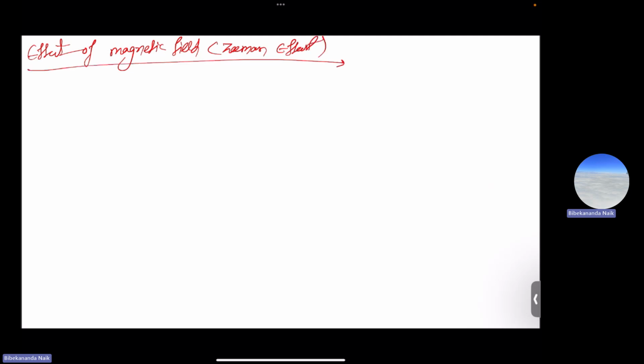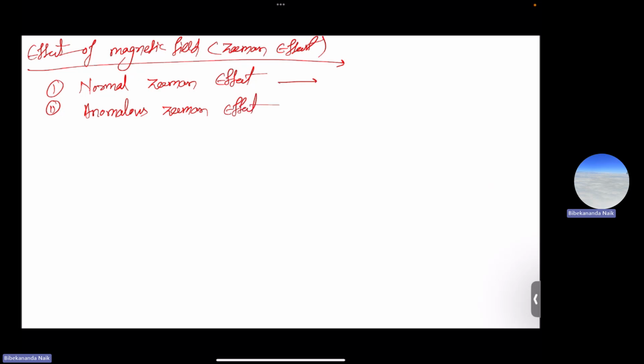There are basically two types of Zeeman effect. One is the normal Zeeman effect, another is the anomalous Zeeman effect. So the normal Zeeman effect, what happens? It occurs only between the singlet states, where spin is equal to 0, but in the anomalous effect spin is not equal to 0.